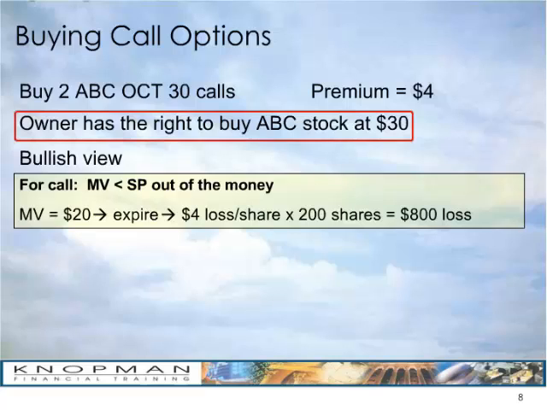and the investor would lose $4 a share times 200 shares, and the investor would just lose the premium times 200 shares for a total loss of $800. The investor would lose $4 a share times 200 shares, and therefore lose $800.